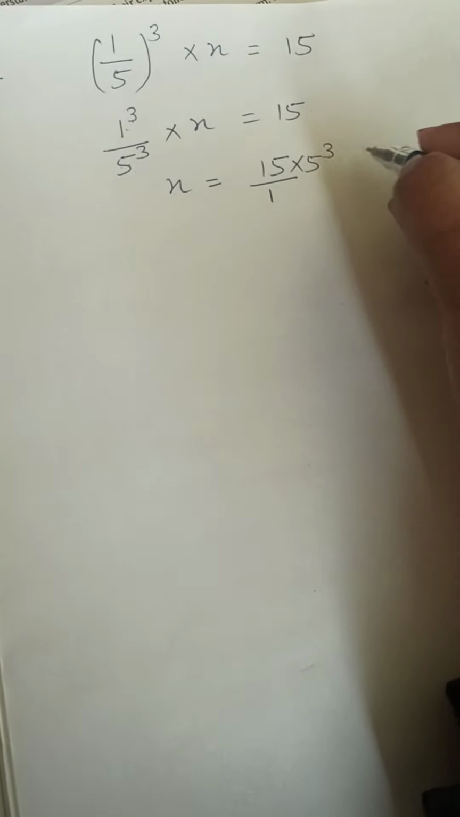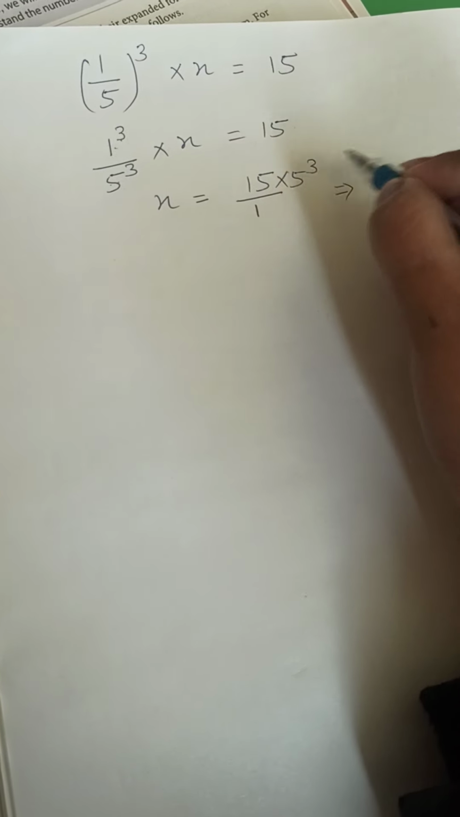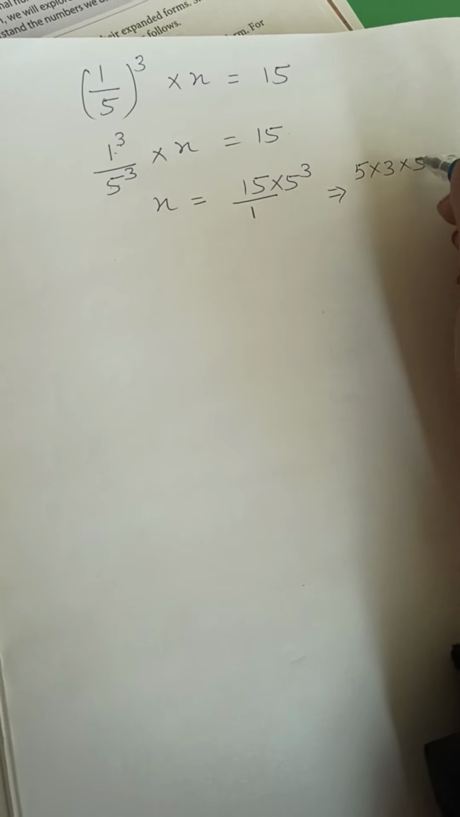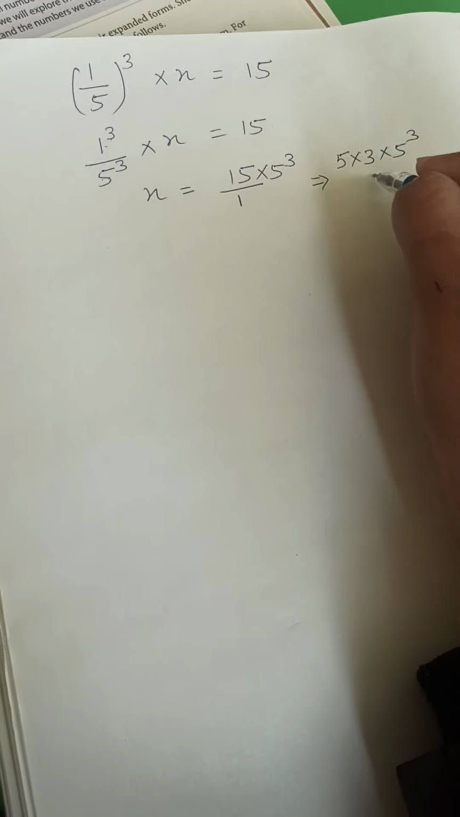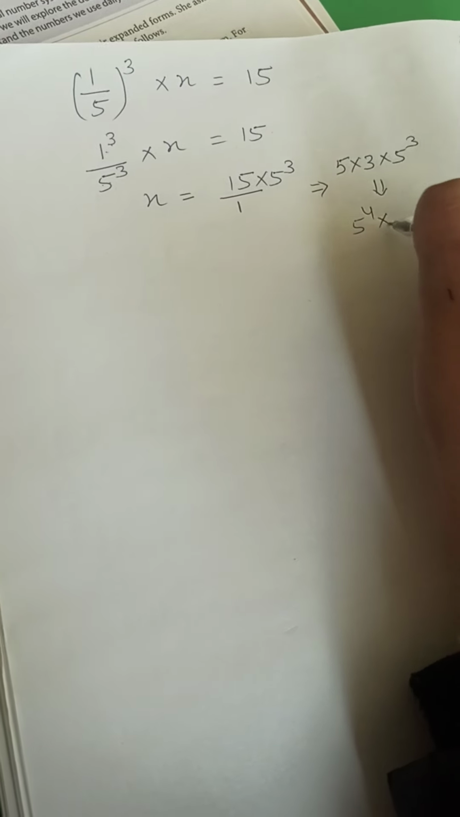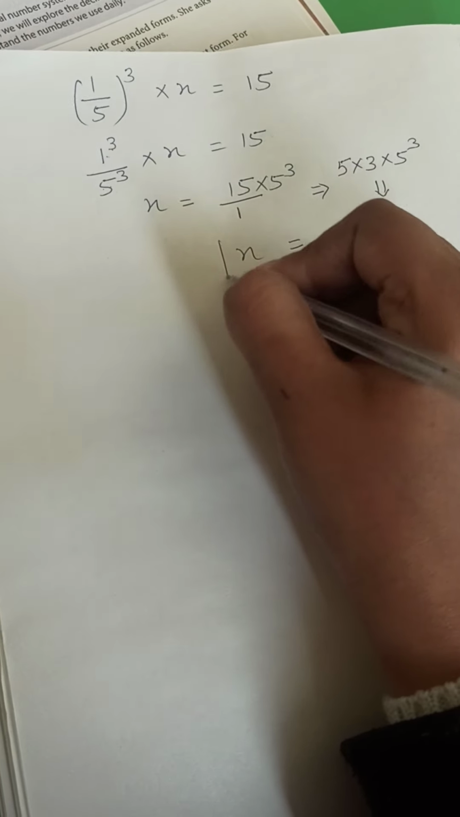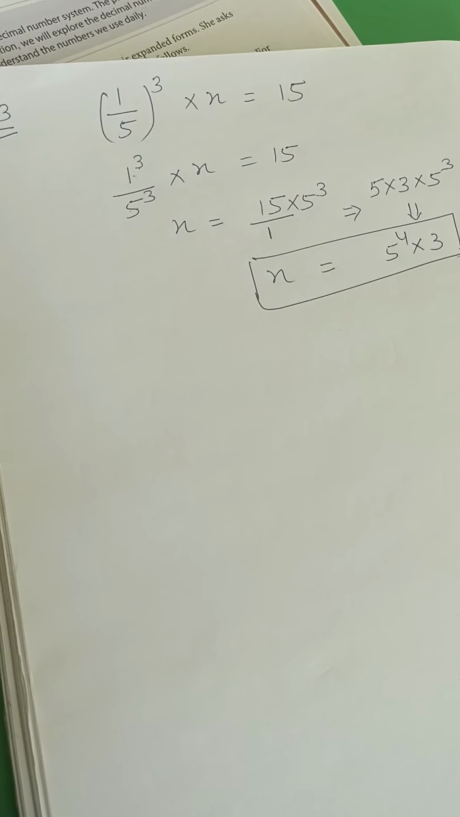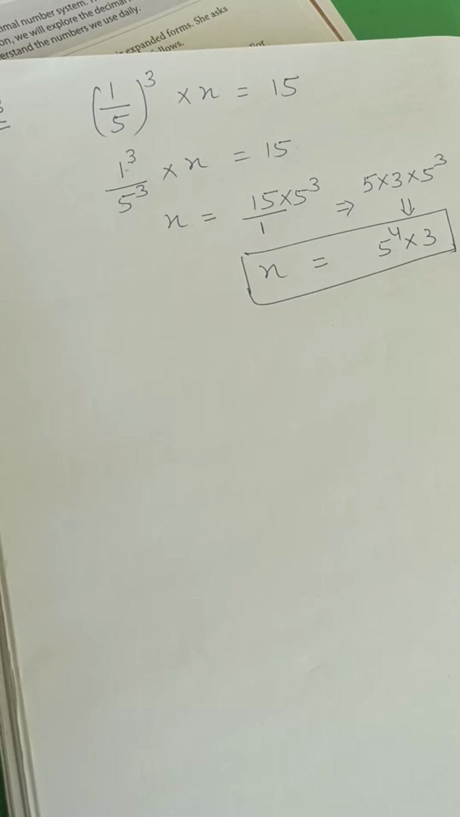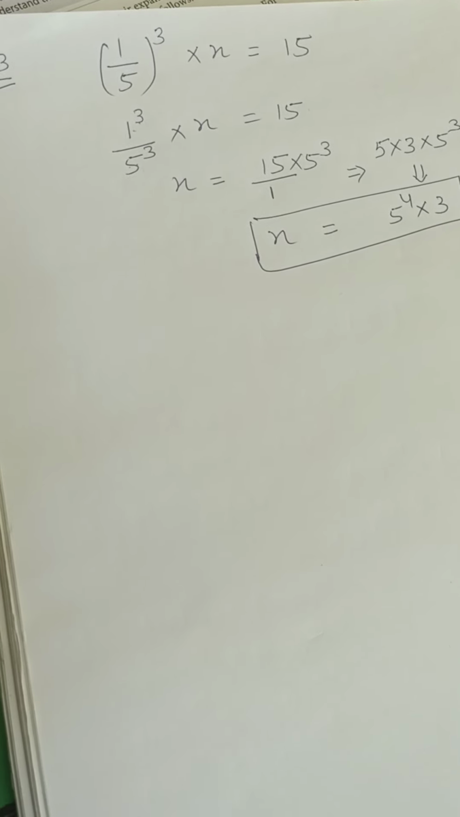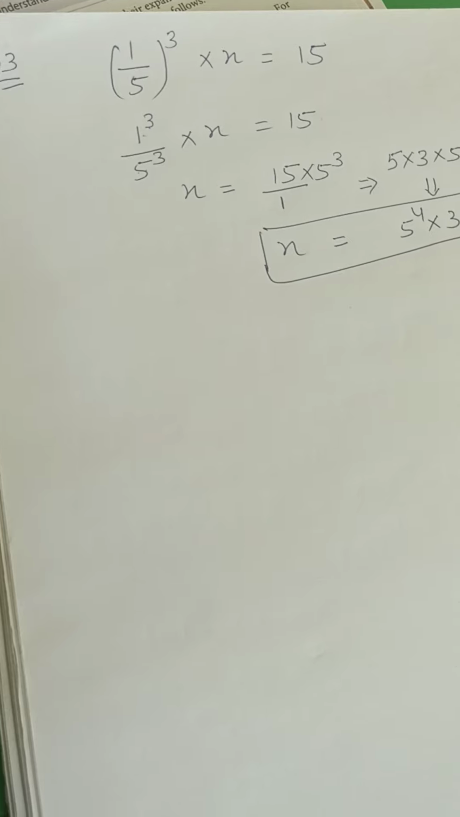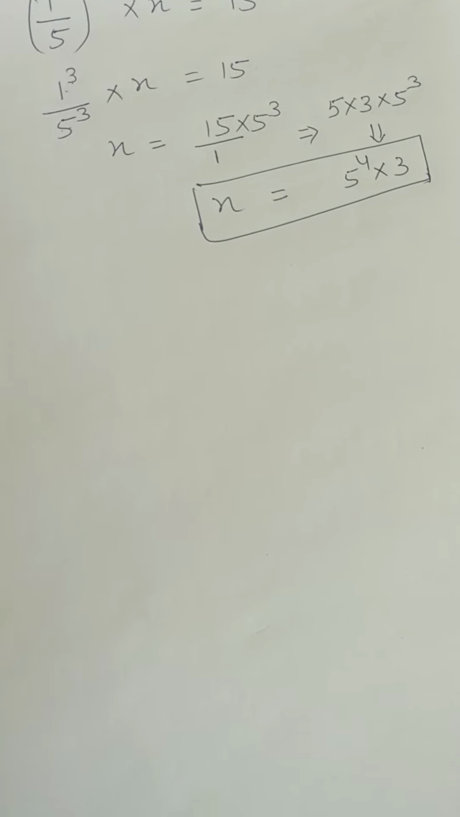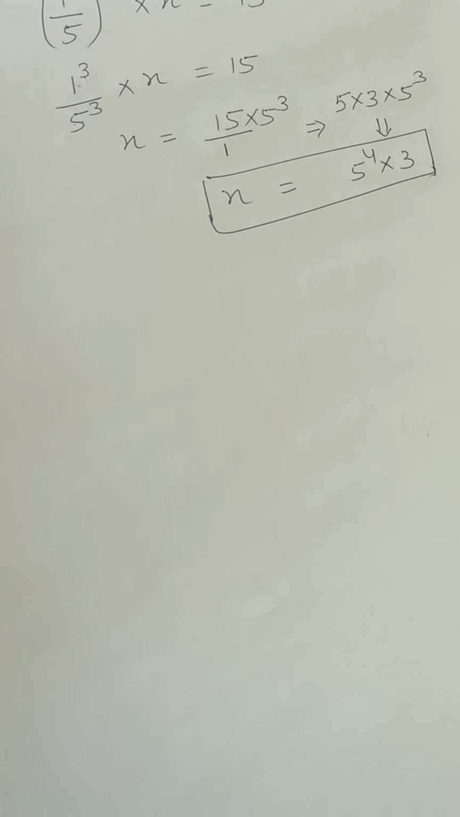राइट? 15 को यू कैन राइट लाइक दिस 5 मल्टीप्लाई 3. अगेन मल्टीप्लाई 5 टू द पावर 3. सो अगेन इट बिकम्स 5 to the power 4 multiply with 3 and that is equals to x. So if you multiply with this number 5 to the power 4 multiply with 3, then the answer will be equals to 15. Clear? Now S4, that is also like this, dividing to get the quotient. Here you have to divide. So this question you will do yourself.